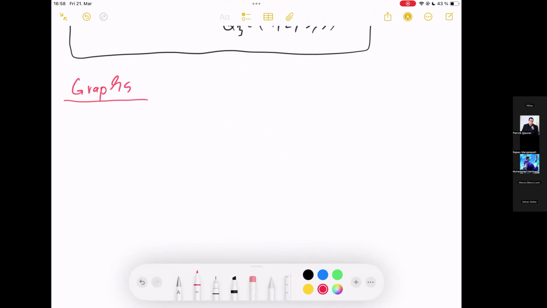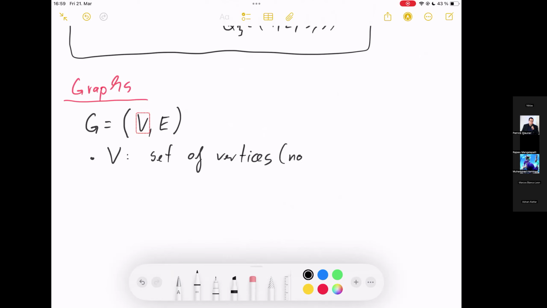So then we will look at graphs. And graphs, the most simple graph is a tuple of elements V and E. Now, a graph is a tuple and has 2 elements V and E. And V is a set of vertices. Sometimes vertices are also called nodes.